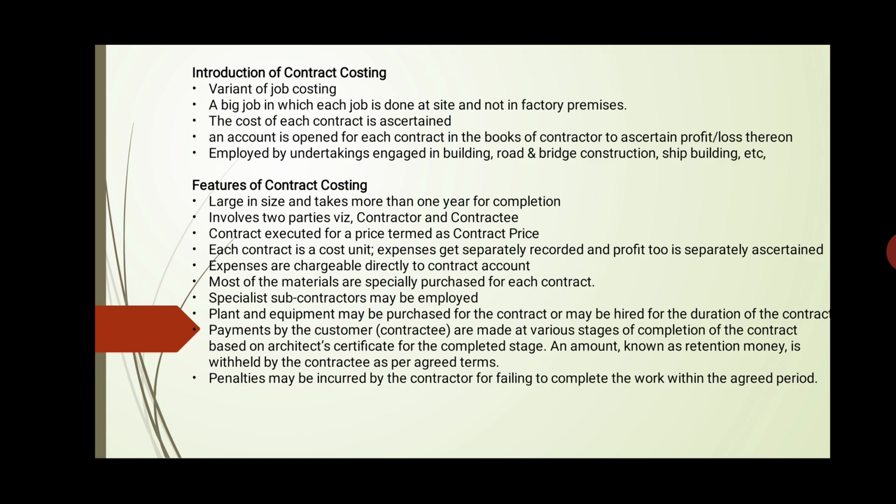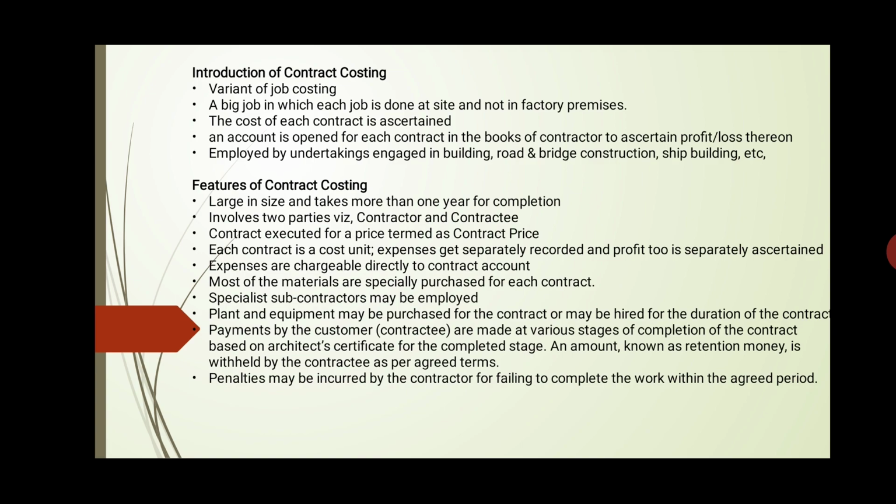So what is the main objective? That the cost of each contract has to be calculated. In this method, an account is opened for each contract in the books of the contractor to ascertain the profit or loss thereon. So we are going to show the account which is known as the contract account in the books of the contractor, which will exhibit the calculation of profit or loss thereon.